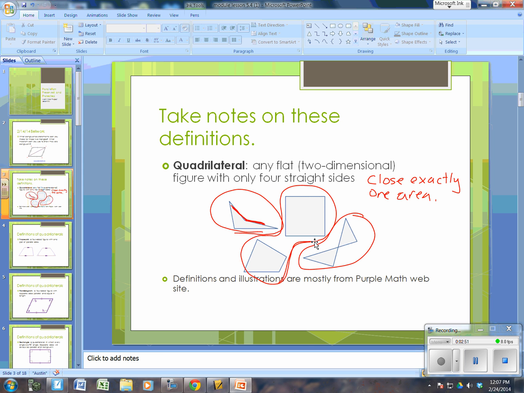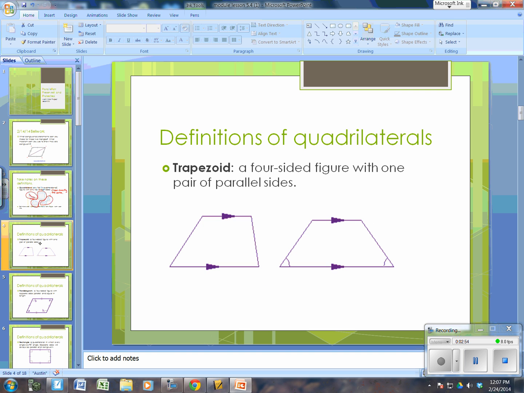Now there are some special types of quadrilaterals. Let's go to the next slide. A trapezoid. I don't know who made these definitions, but I don't like how they said a 4-sided figure, because we just defined quadrilateral, so can we just use the word quadrilateral for that? So, a quadrilateral with 1 pair of parallel sides. It should say with exactly 1 pair of parallel sides.